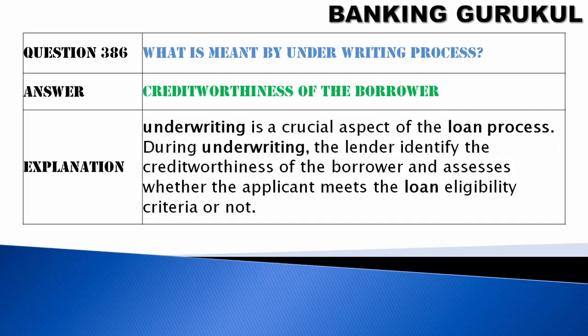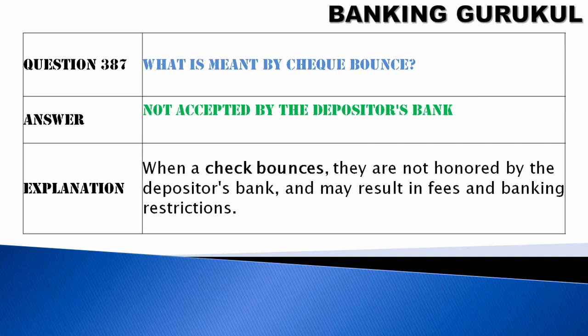What is meant by underwriting process? Credit worthiness of the borrower. When the bank is sanctioning or giving a loan to the customer, underwriting will be done. During the underwriting, the lender bank identifies the credit worthiness of the borrower, assesses the customer's eligibility amount, and whether he will repay on a future date. All this will be covered under underwriting.